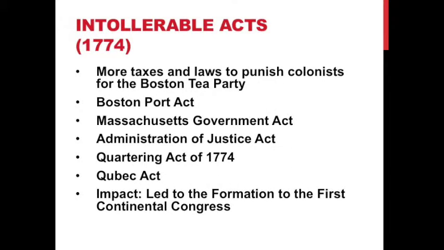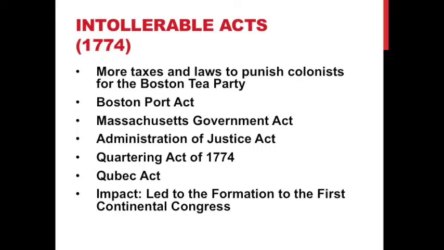And so the British were pretty mad at them, so they decided to punish people, and they imposed the Intolerable Acts. Now, the Intolerable Acts were more taxes and laws. It was a total of 5 that were placed on the people in the colonies for their actions. And so the first one we had was the Boston Port Act, followed by the Massachusetts Government Act, then the Administration of Justice Act, then the Quartering Act of 1774, which was similar to the first Quartering Act, and then eventually we had the Quebec Act.